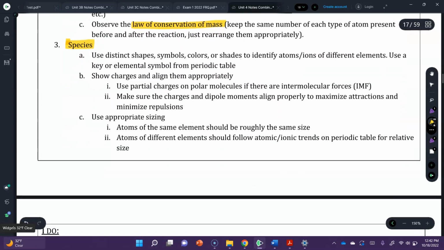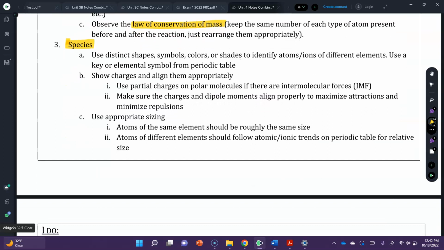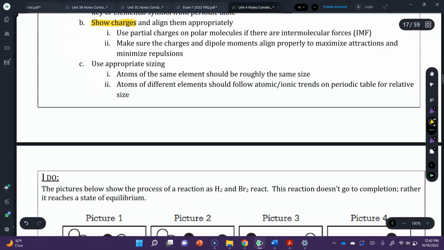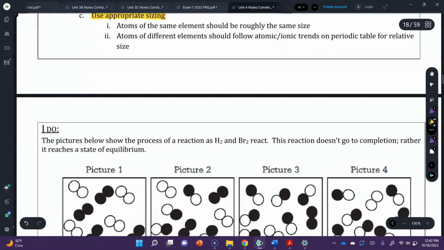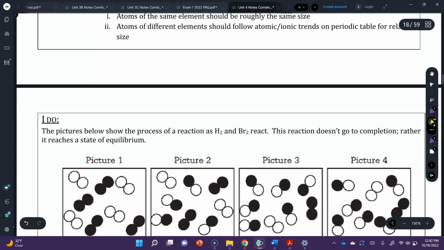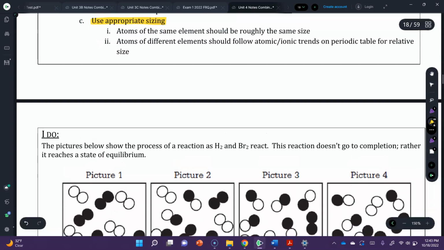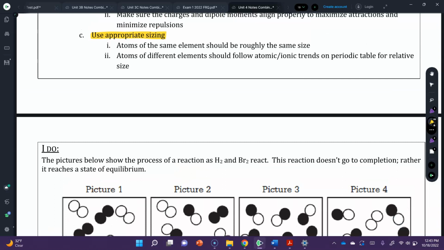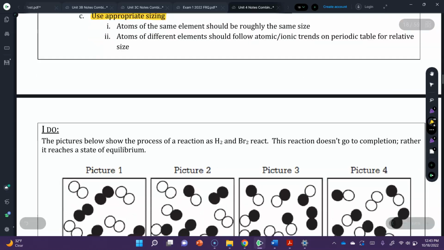Making sure your species in your models are different, so you can use distinct shapes, symbols, colors, or shades to identify different species. Show charges when necessary. You can use a key to do that as well, as long as it is very clear what you are doing. And also make sure you are trying to use appropriate sizing where applicable. Sometimes it's hard, but try as best as you are able, especially if you're talking about ions, that the lithium ion should be significantly smaller than maybe an iodine ion.